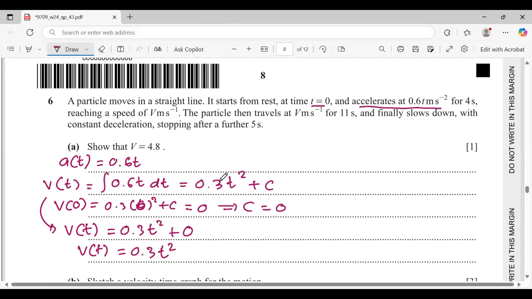And when t equals 4, v of 4 is 0.3 times 4 squared. So 0.3 times 16 is 4.8, this one.